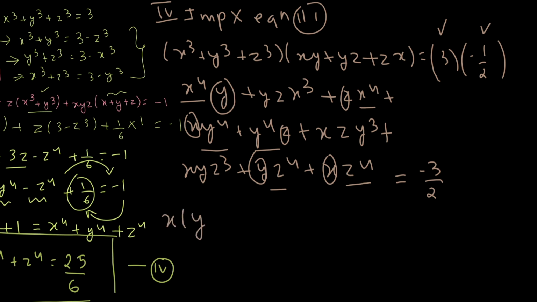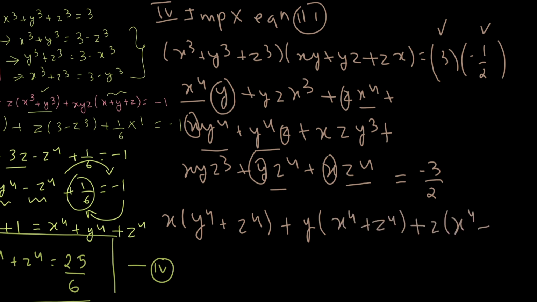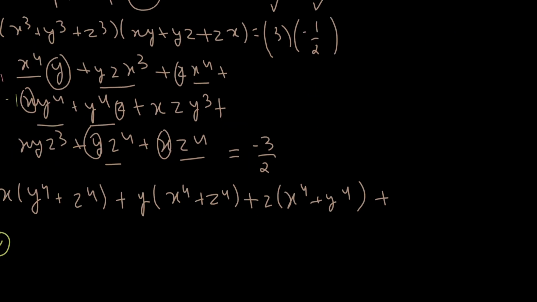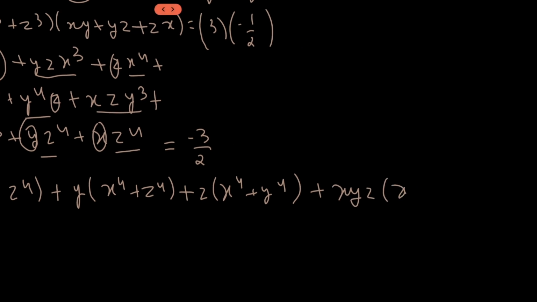So x taken common, y^4 plus z^4, plus y taken common, x^4 plus z^4, plus z taken common, x^4 plus y^4. Now the remaining terms are x^3yz, z^3xy, and y^3zx. So I can take xyz common, and inside the bracket I will get x^2 plus y^2 plus z^2, and this thing is -3/2.